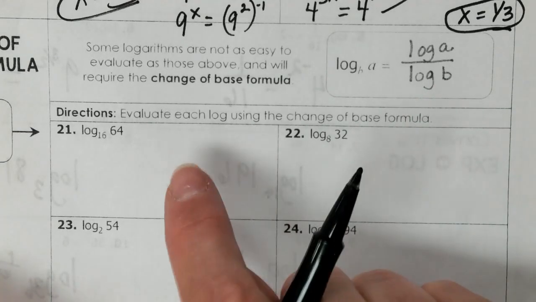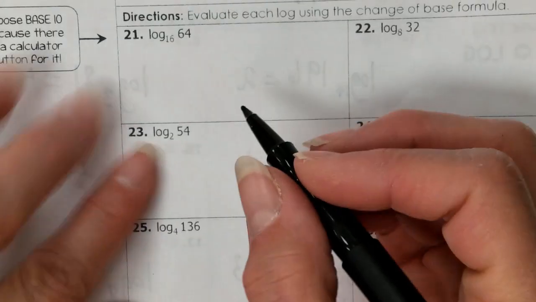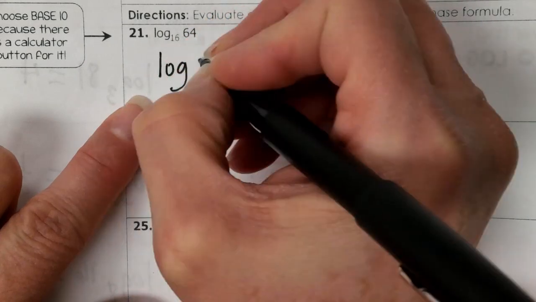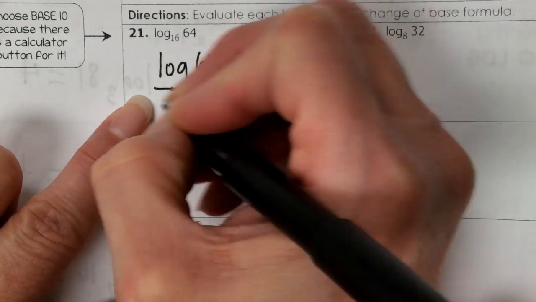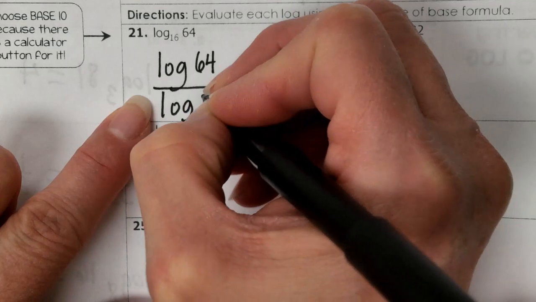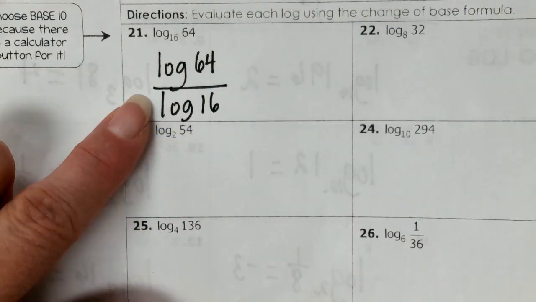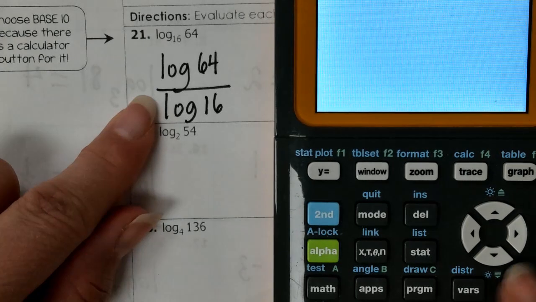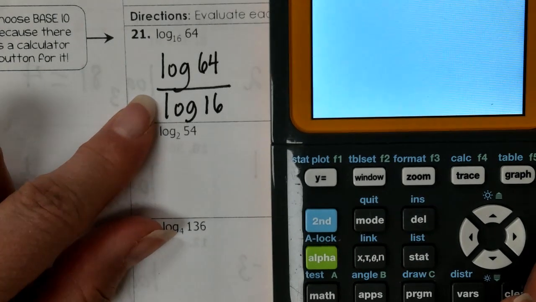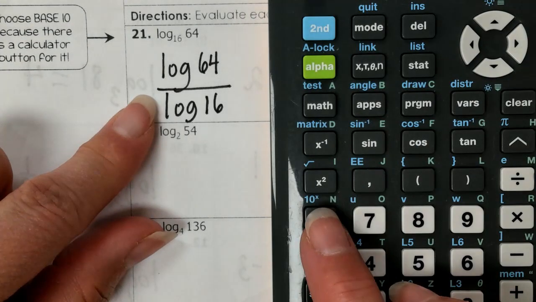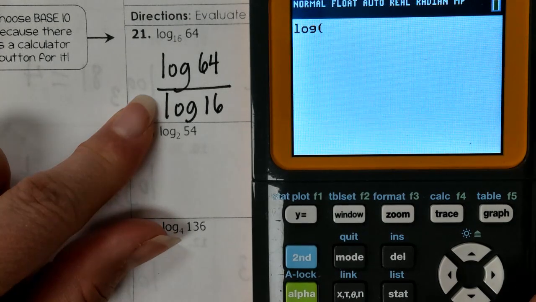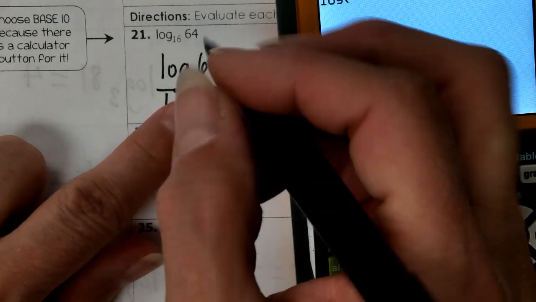Now, in problem 21, let's work this one together. When I write it, I'm going to do log of 64 divided by log of 16. But let me show this in our calculator. I'm going to hit clear. In the calculator, I'll start out pressing the word log. I want you to see what happens on my screen. It opens a parenthesis right here.